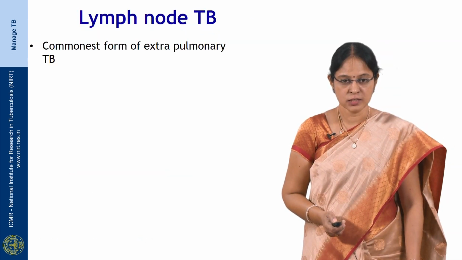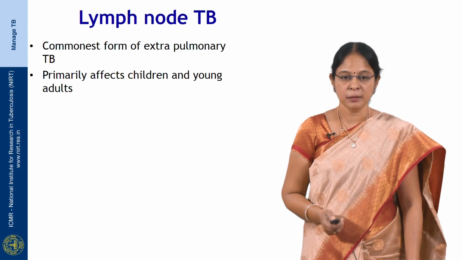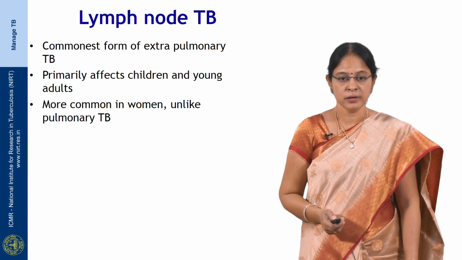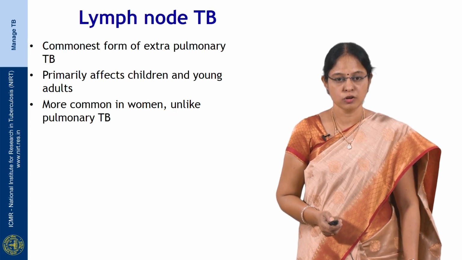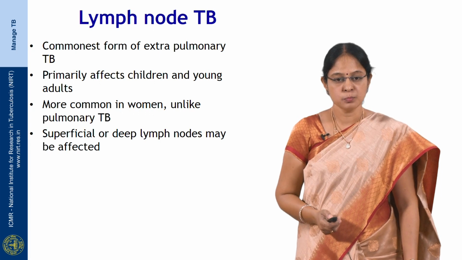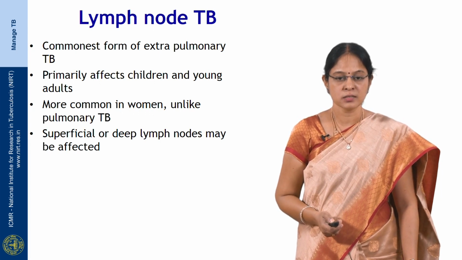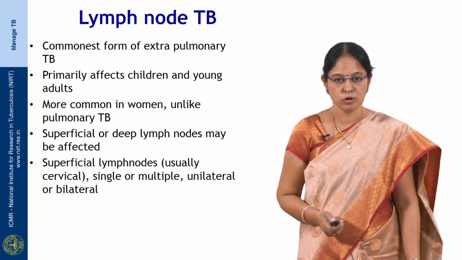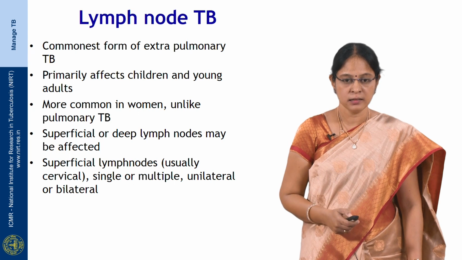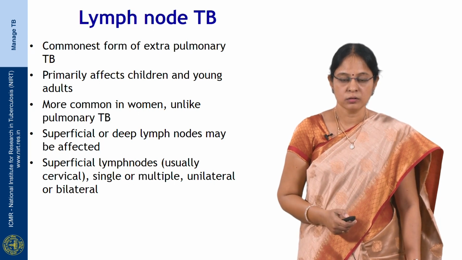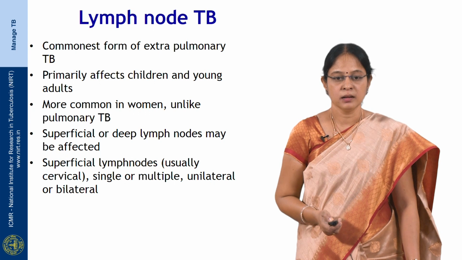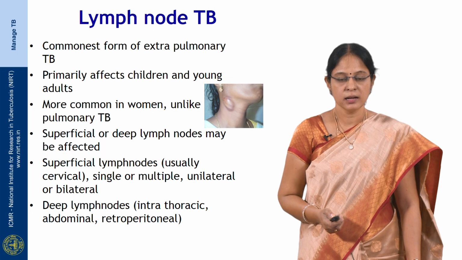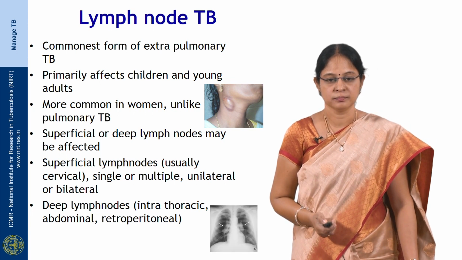Lymph node TB is the commonest form of extrapulmonary TB. It primarily affects children and young adults. It is more common in women, unlike pulmonary TB, which is common in men. It affects both the superficial and deep lymph nodes. Among the superficial lymph nodes, cervical lymph nodes are the most common, which usually present as either single or multiple nodes, either unilateral or bilateral. Deep lymph nodes are also involved, the most common sites being intrathoracic, abdominal, and retroperitoneal.